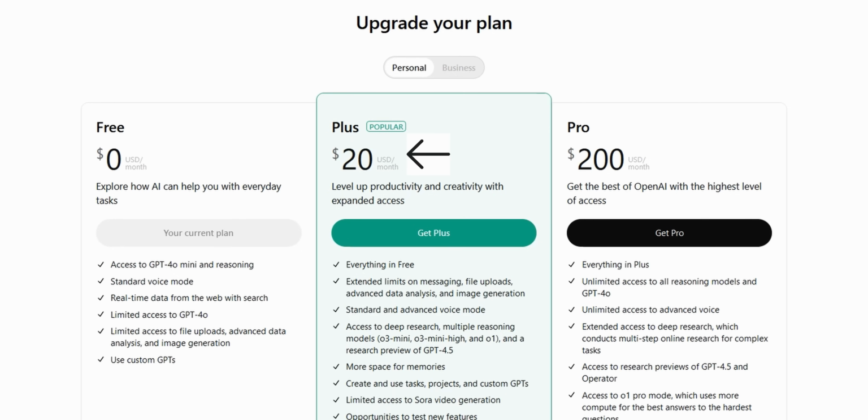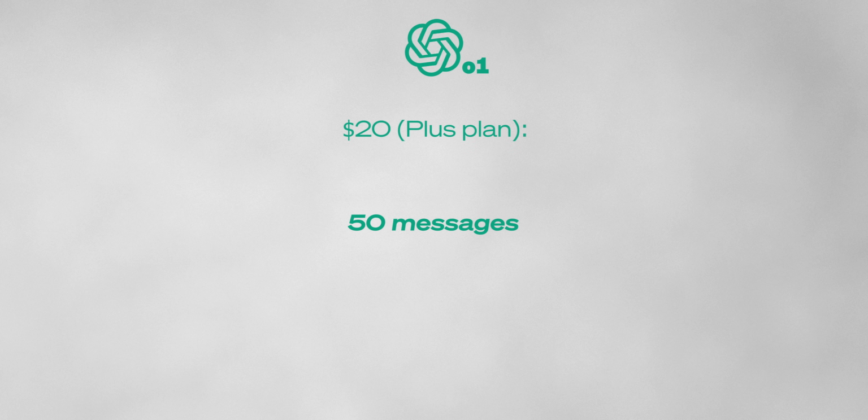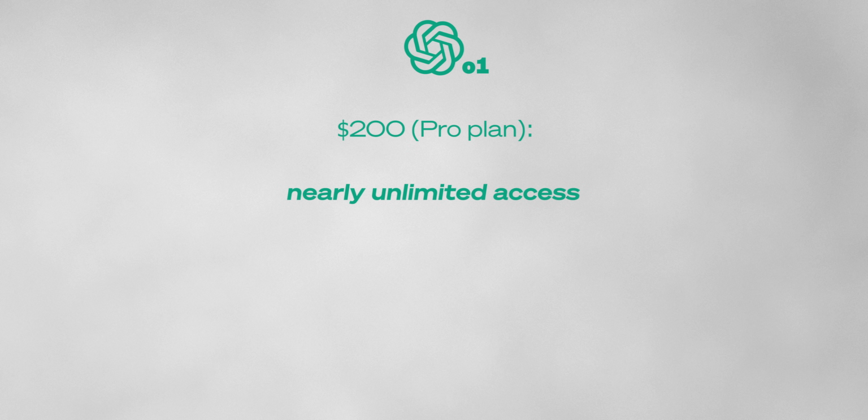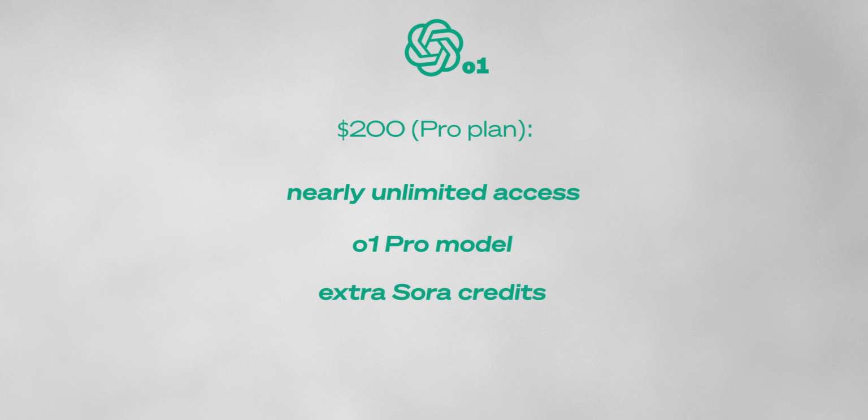If you are on the Plus subscription for $20 a month, you get limited weekly messages, 50 per week, but you can unlock GPT O1 Pro with a $200 plan that gives you unlimited access. Also, more Sora credits and an overall upgrade in performance.